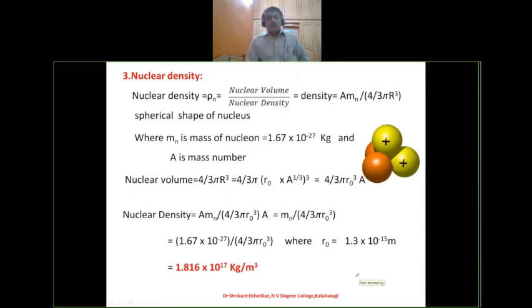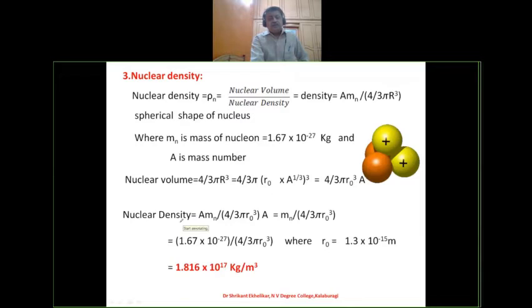So nuclear density is nuclear mass by nuclear volume. Mass is A, the total number of protons plus neutrons, into Mn, the average mass of a nucleon. A into Mn is the mass of the nucleus, divided by volume, because it is spherical, 4 by 3 pi R cube. So nuclear volume is 4 by 3 pi R cube, where capital R is R naught into A raised to 1 by 3, from yesterday's equation, cubed. So it comes out to be 4 by 3 pi R naught cube A.